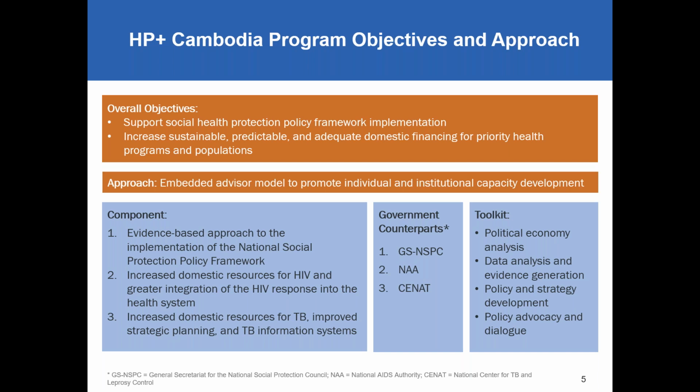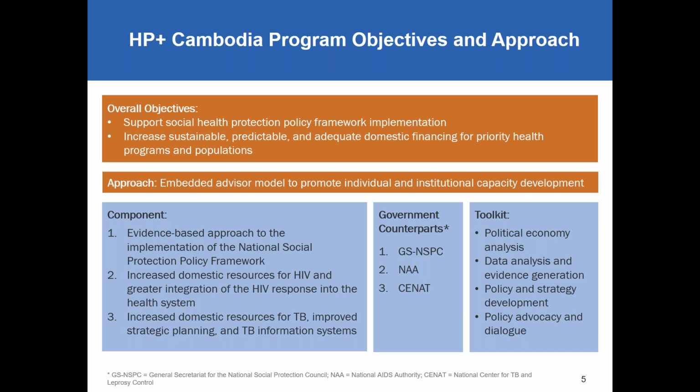Our program has 3 components. First, we're working with the General Secretariat for the National Social Protection Council to ensure an evidence-based approach to the implementation of the National Social Protection Policy Framework, which is the key policy document driving the UHC agenda in Cambodia. Second, we're working with the National AIDS Authority to support increased domestic resources for HIV and greater integration of the HIV response into the health system. And lastly, we're working with the National Center for TB and Leprosy Control to support increased domestic resources for TB, improved strategic planning, and more robust TB management information systems.